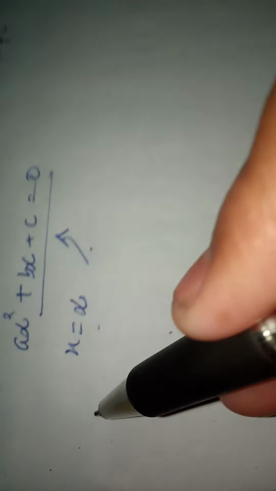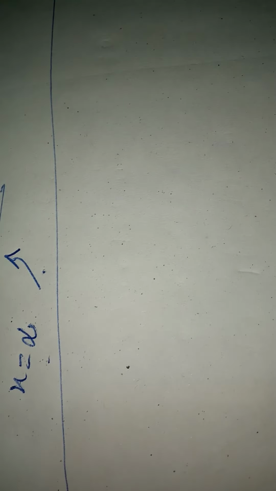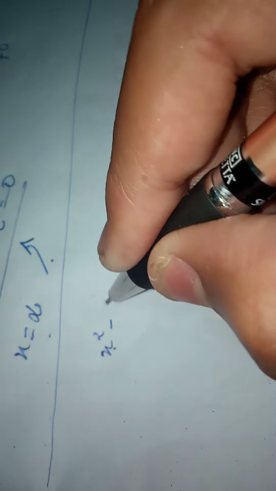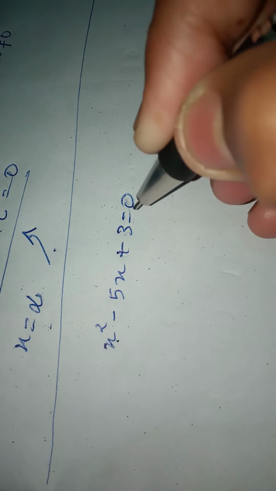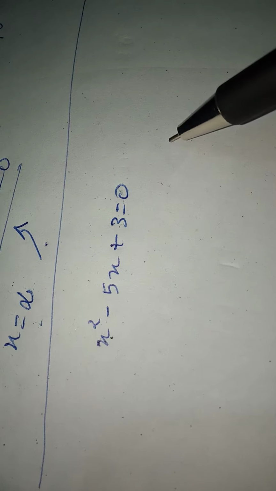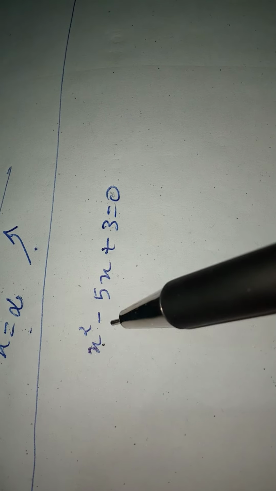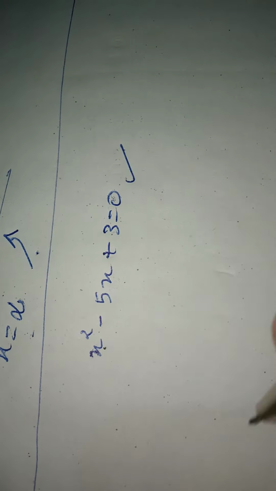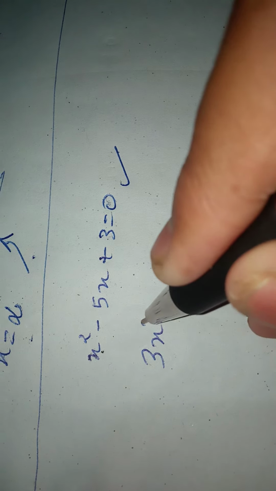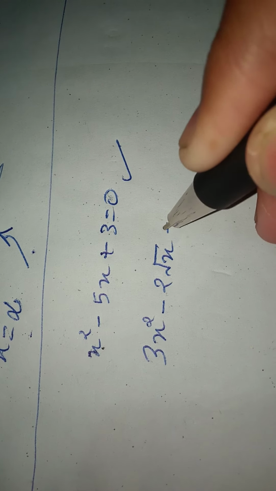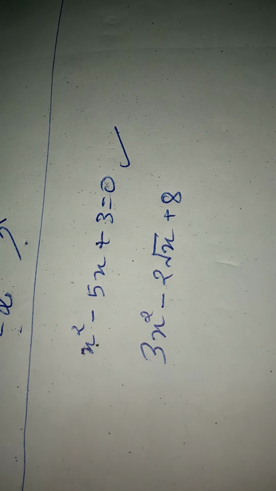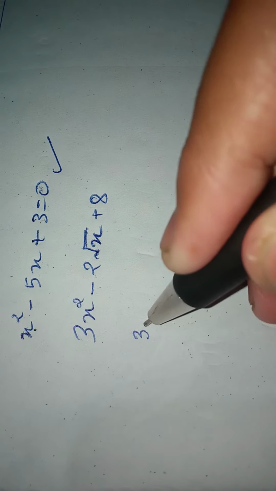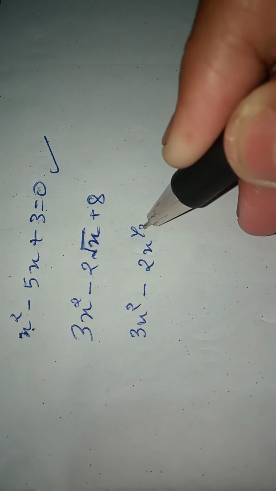First, let us do two examples of how to identify a quadratic equation. Let's suppose x square minus 5x plus 3 equals 0. Here the x power is 1 and nothing else is there, so it is a quadratic equation. But let's take another: 3x square minus 2 root under x plus 8. This one is not a quadratic equation because here the x power is half.